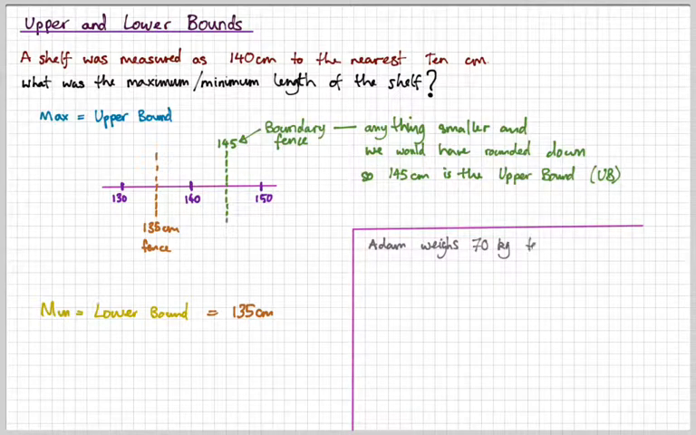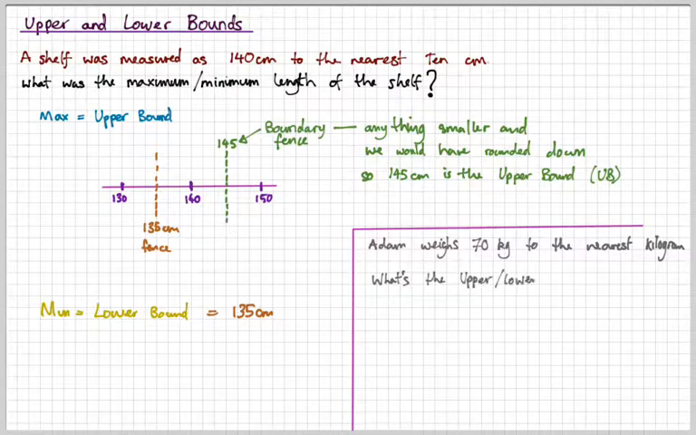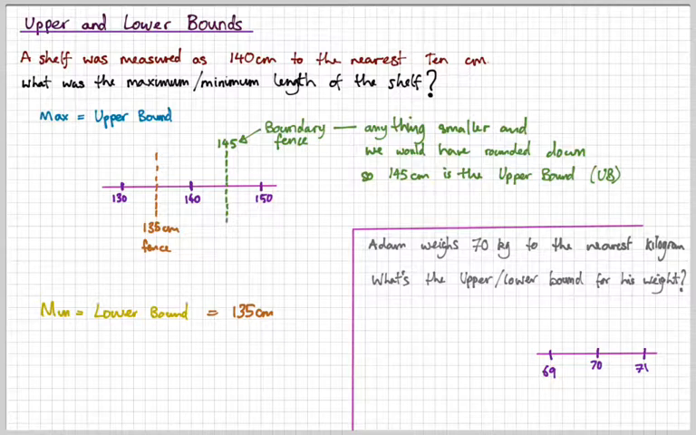So Adam weighs 70 kilograms to the nearest kilogram. What's the upper and lower bound of his weight? Okay, so maybe pause the video and see if you can answer the question yourself. Right, let's look at a number line again. So 70 kilograms, we go up in kilograms since we're looking to the nearest kilogram. 70 kilograms, 71 and 69 kilograms.